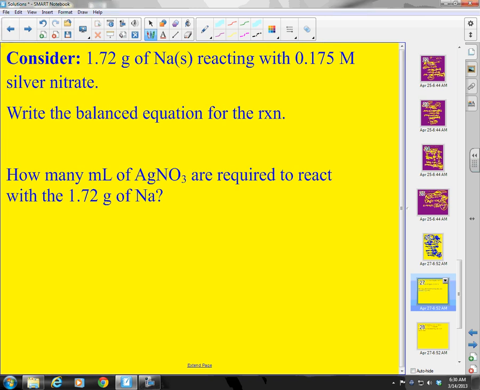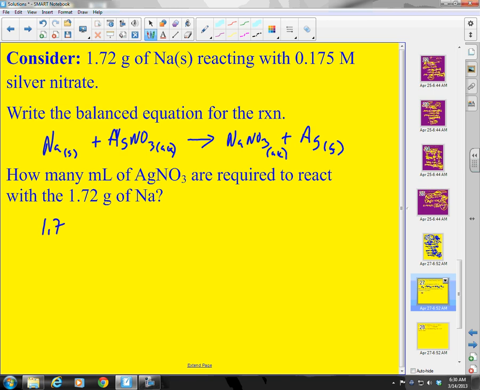Well, first thing we're going to do is write our balanced equation. Sodium reacts with silver nitrate. What kind of a reaction is this? Well, it's going to be single replacement. So I'm going to make sodium nitrate plus silver. That's going to be solid. That's going to be aqueous. Good. I have 1.72 grams of sodium. So what's the first thing I want to do? I want to figure out moles, or second thing. First thing is write that balanced equation.